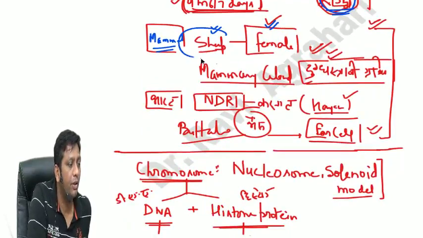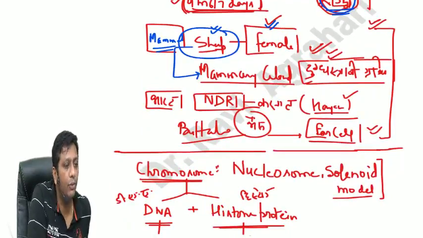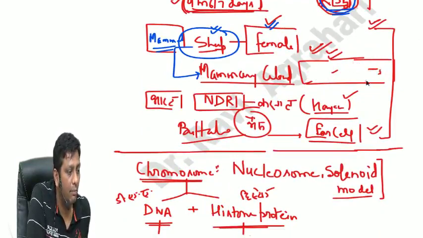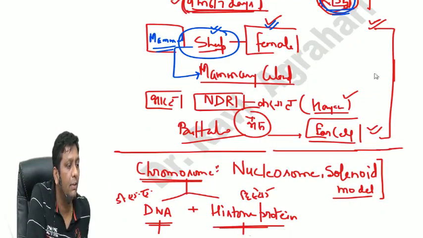And here you see, guys, in the case of the sheep, a mammary gland cell was used. Which cell was used there? A mammary gland cell. So the concept is that a somatic cell was used.